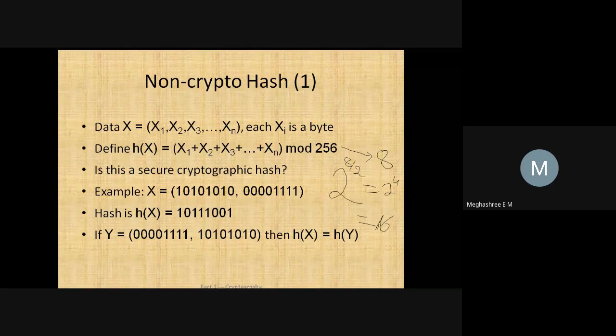Now I will consider another input, y. After applying the hash function on this input, whatever hash value I get is the same as this one. That is, h of x is equal to h of y. That means the outputs are the same. That means there is a collision, right? So obviously, when you find a collision, this method is not secure, so you can't use this hash function.